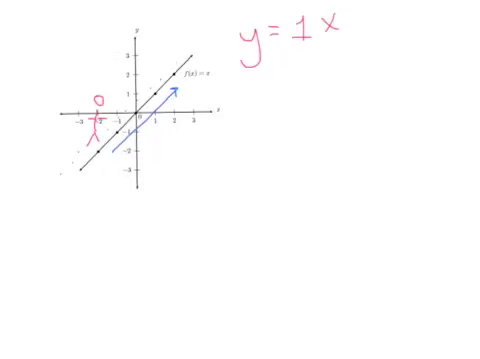So as you probably remember from Algebra 1, finding the slope of a straight line is fairly straightforward. We just use y equals mx plus b. So in this equation, we have y equals 1x. So that means that the slope is 1 everywhere.